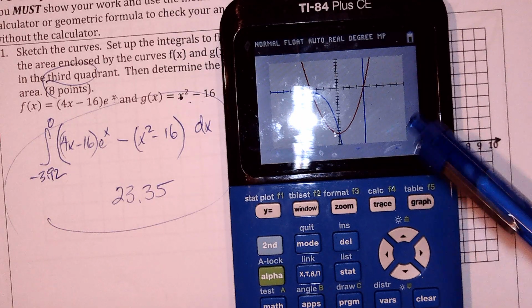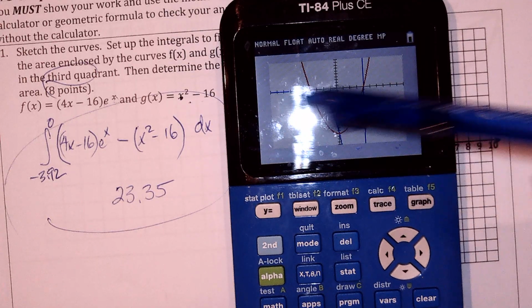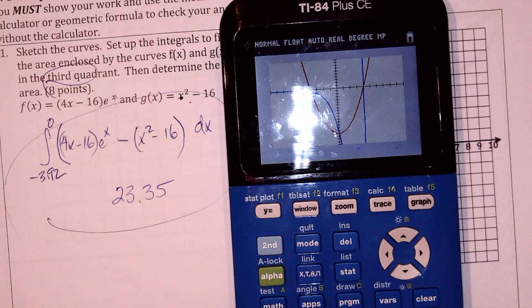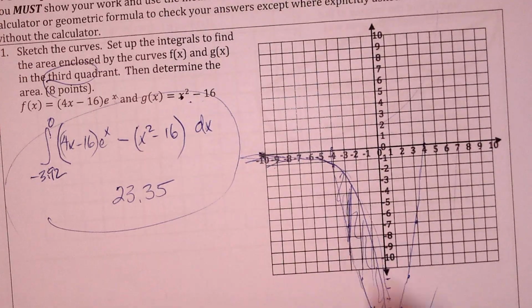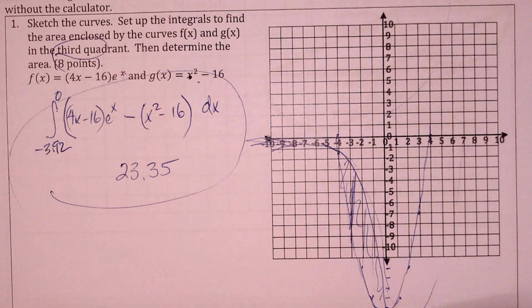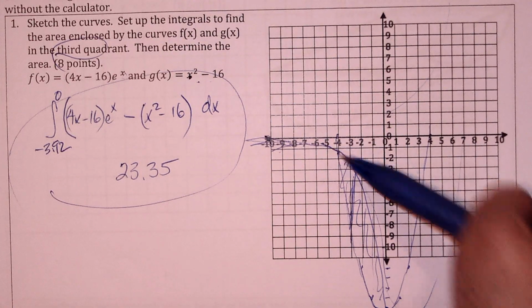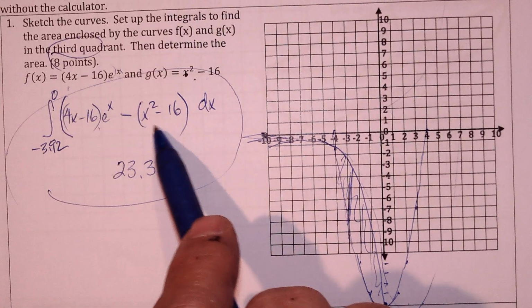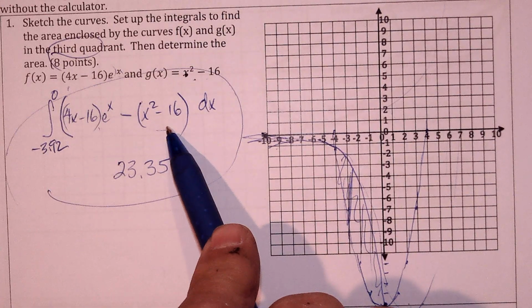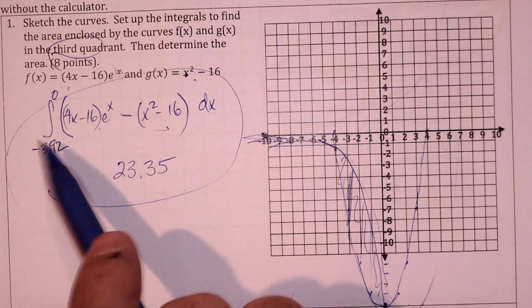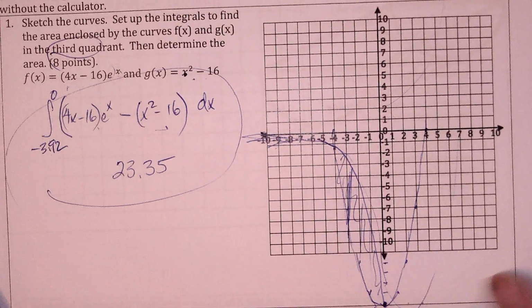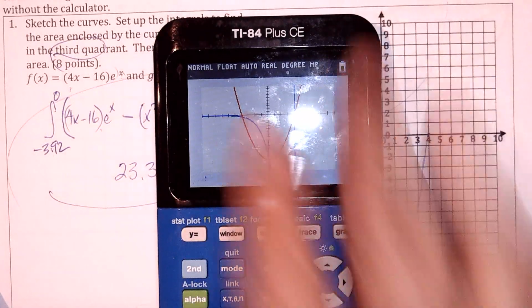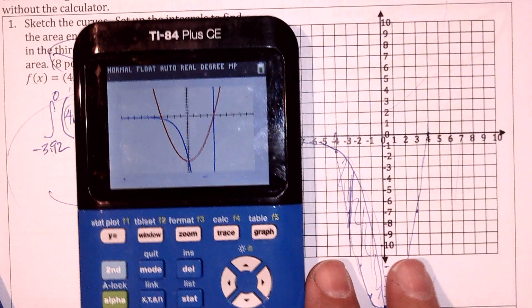So I said in the third quadrant, the area between it. So I want this, which is this. So I've got to take the top one, which is this one, minus the bottom one, and then integrate from where they intersect. So I need to find that intersection point, the x and y.